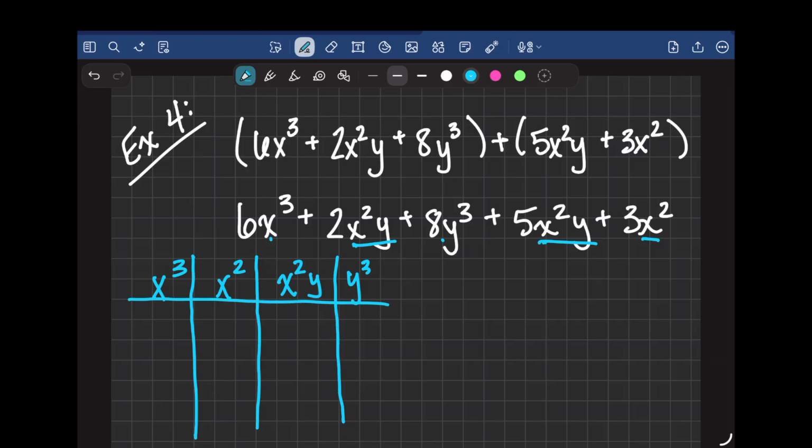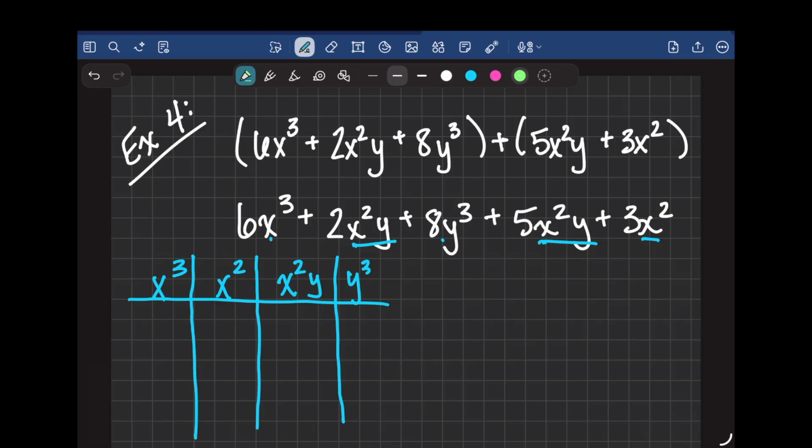Okay, so feel free to pause if you need to. But again, when you have multiple letters, you're going to just look at one letter at a time, go in order. So x's come before y's. So I looked at all of my x's, and then anything left over, you organize those from highest to lowest as well.